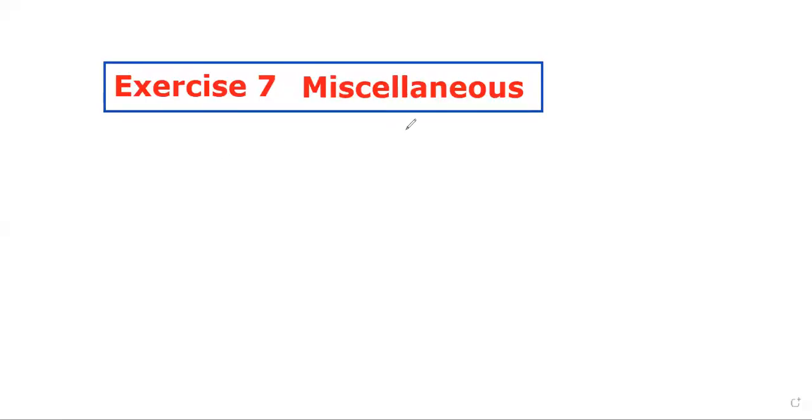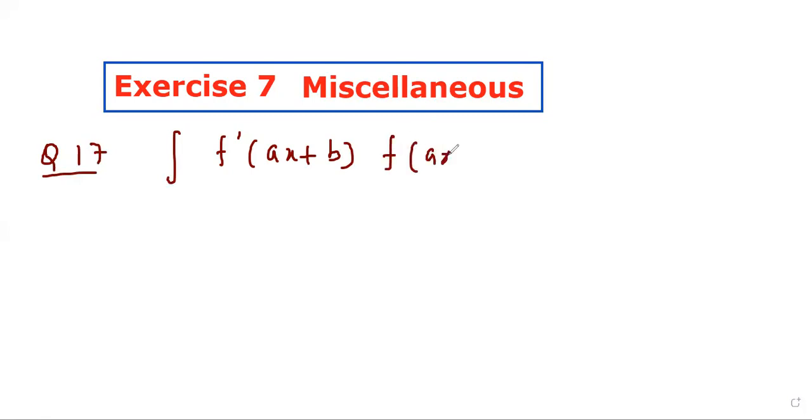Chapter 7, Miscellaneous. Question number 17. Integration of f dash (ax plus b) times f (ax plus b) power n dx.